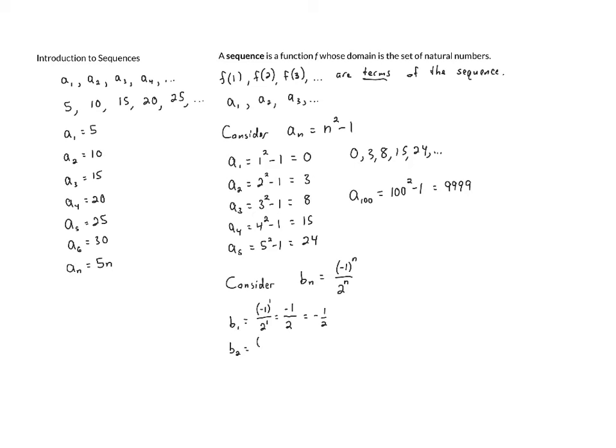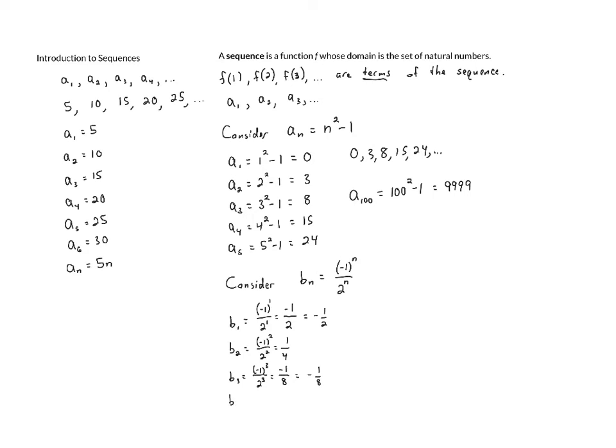Let's take a look at the next term. b sub 2 is (-1) squared over 2 squared. (-1) squared is +1 because a negative times a negative is a positive, and 2 squared is 4. So we've got +1/4. Let's look at the third term. This is going to be (-1) cubed over 2 to the third power. (-1) cubed is going to be -1 because a negative times a negative times a negative remains negative, and then 2 cubed is 8. So we've got -1/8.